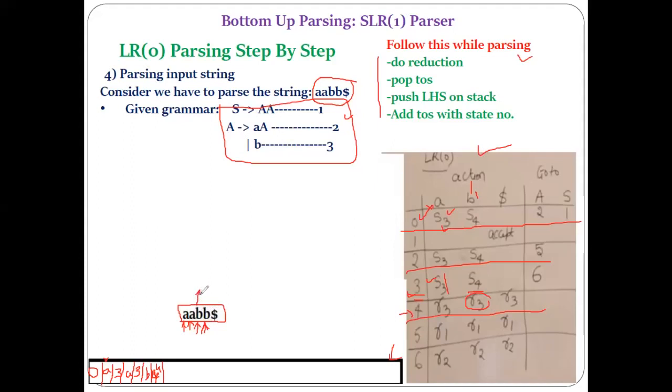Okay, what do you have to perform? You have to perform the reduction of this B. Our input pointer is currently at this point, but we have to perform the reduction of this B. The reason is that the LR0 parser doesn't have the effect of lookahead. It doesn't utilize or consider the lookahead symbol.